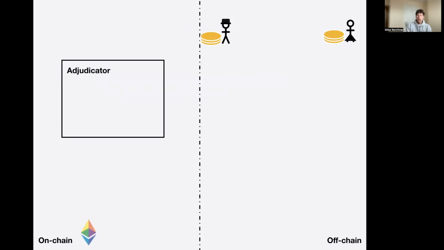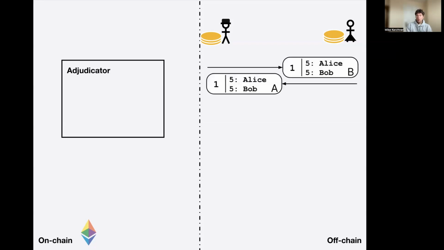Let's talk about a simple payment channel, just to give you a little bit more of a concrete idea of what happens. On chain, we have an adjudicator. Off chain, we have two participants, Bob on the left in the hat and Alice on the right. The first thing that Bob and Alice do is they exchange and sign a state. This is an agreement of what each of them is going to deposit into the adjudicator. After the agreement is signed, Bob and Alice deposit the tokens into the adjudicator.